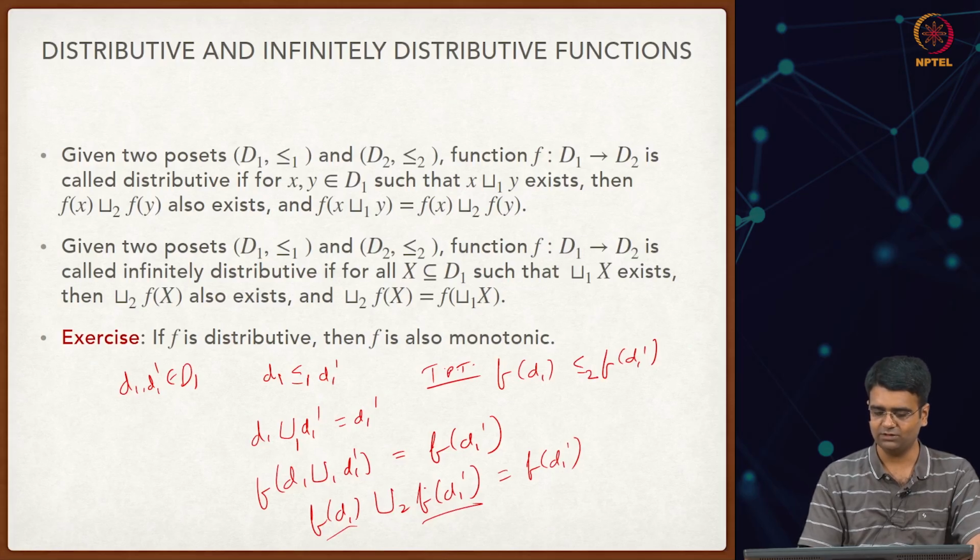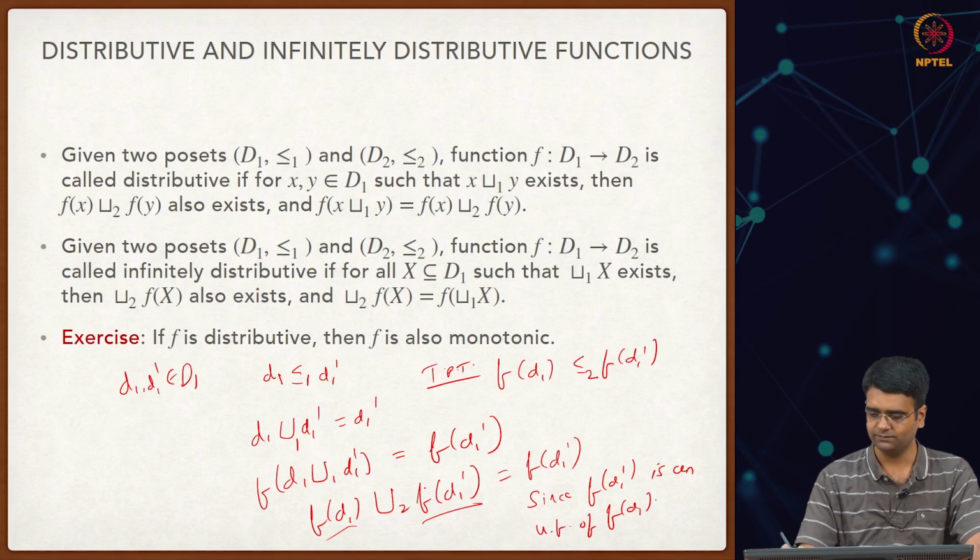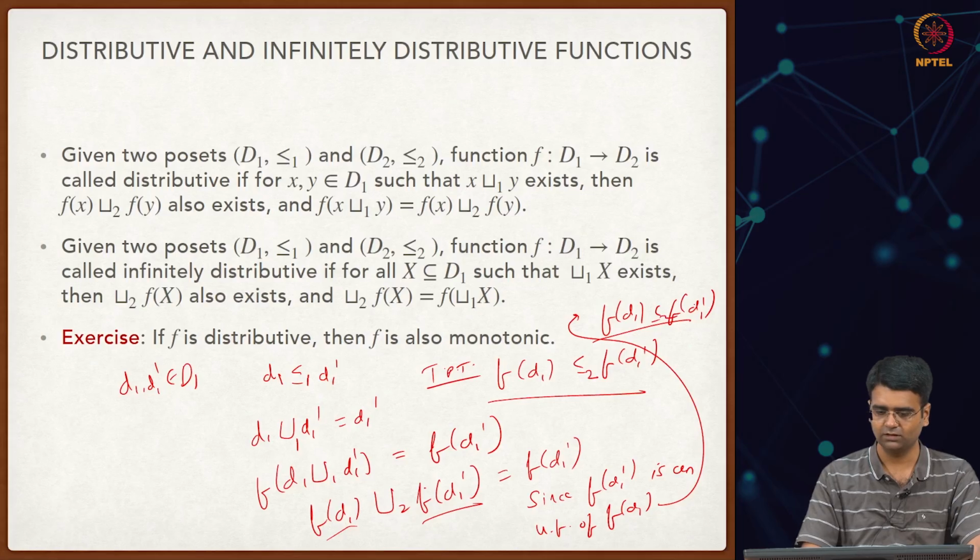This can only happen, right. So remember, we have f of d1 and f of d1 prime, and their least upper bound is equal to f of d1 prime. Since f of d1 prime is a least upper bound, it's also an upper bound of both of these elements. So therefore, f of d1 prime is an upper bound of f of d1, so you will get f of d1 less than or equal to f of d1 prime, which is what we wanted to prove. So this shows that if f is distributive, then it's also monotonic.